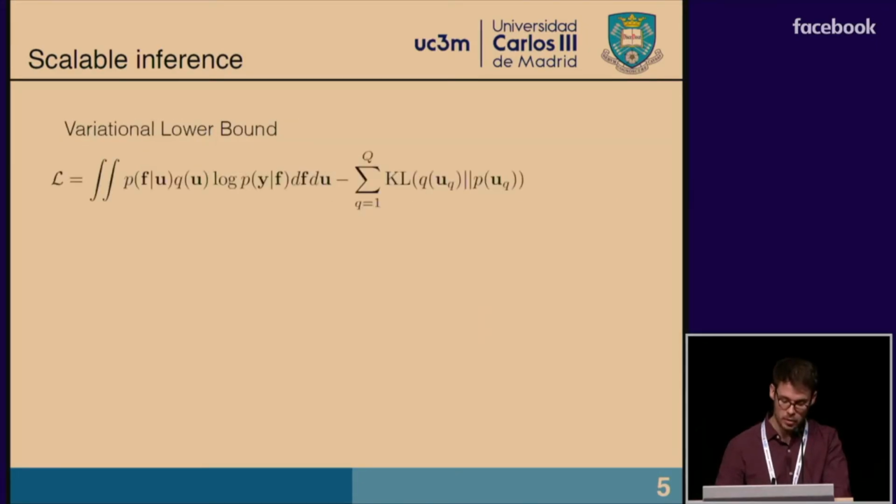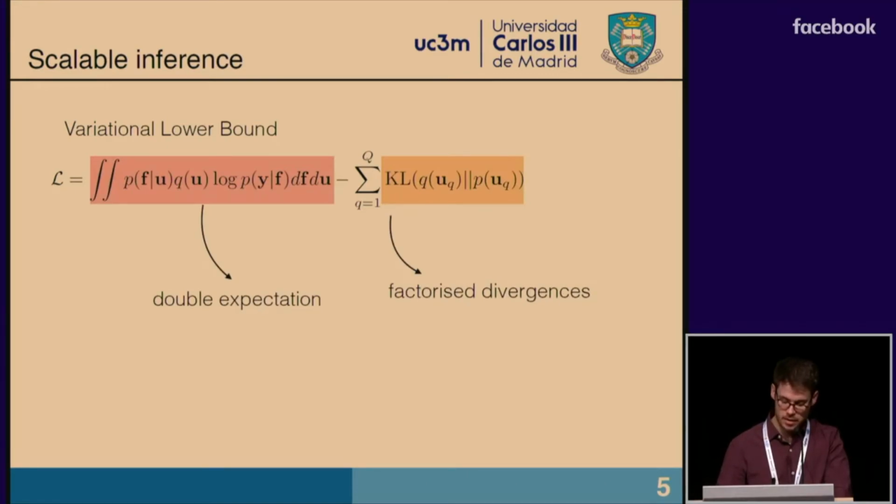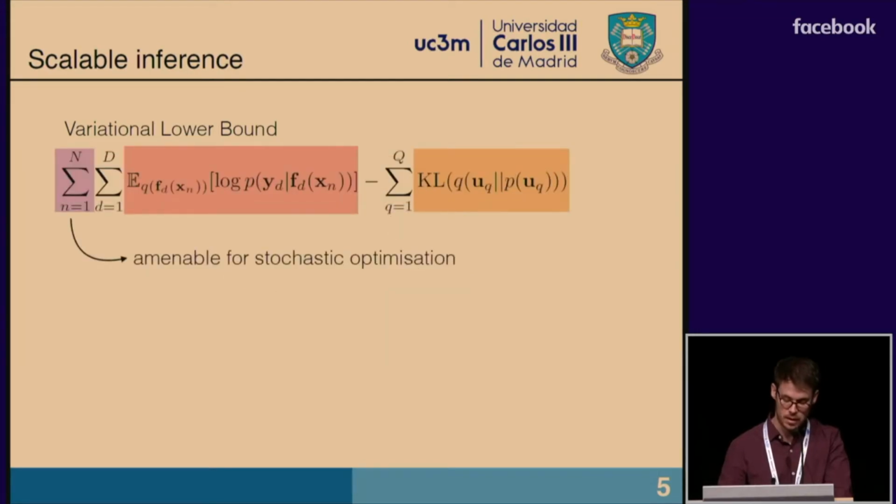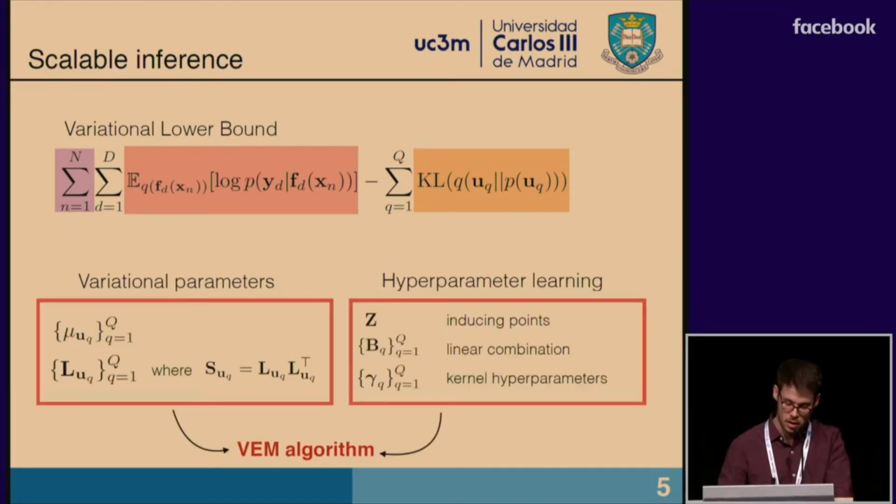And our lower bound has interesting properties, such as a divergence that factorizes over the Q latent functions and also an expectation that factorizes across samples. And of course, this is amenable to stochastic optimization. We use the variational version of the EM algorithm to fit both variational parameters and hyperparameters.